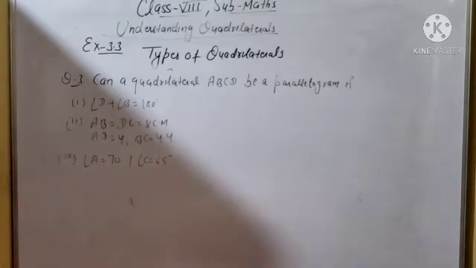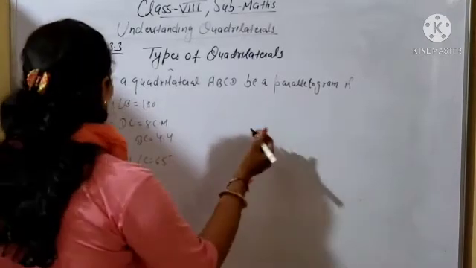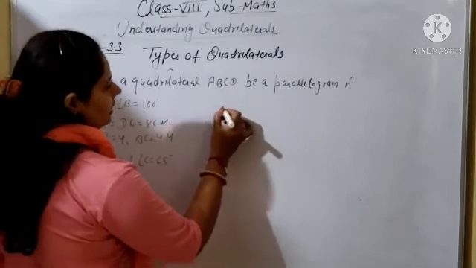Clear? So can it be a quadrilateral? So can a quadrilateral ABCD be a parallelogram? So beta, for example, you have a quadrilateral like that.